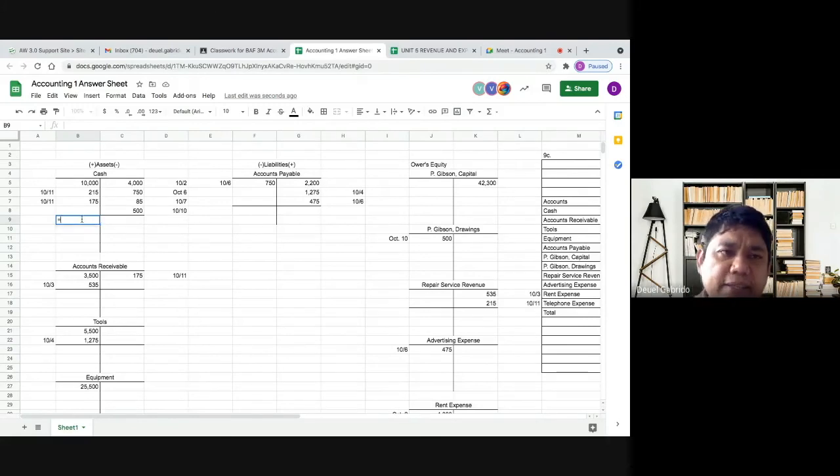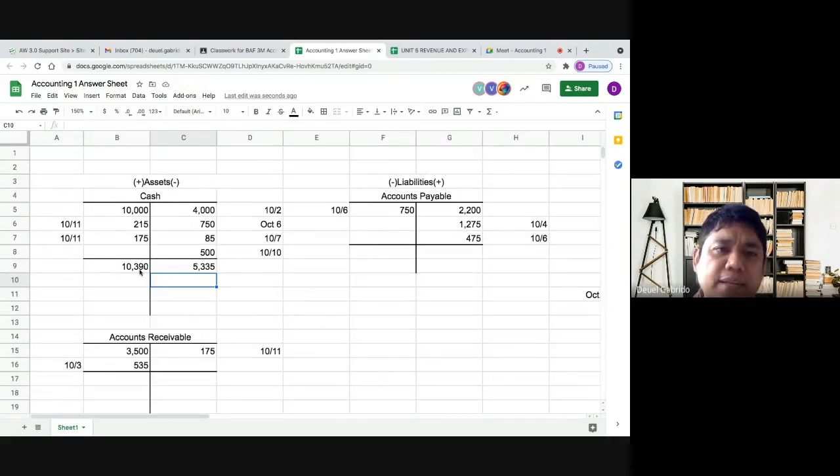Let's see. Add all the debits equals sum. The debit is 10,390. Add all the credits, sum, open bracket, highlight this, close bracket, and then we got 5335. Let's make it a little bigger so you can see well. So 10,390 debit, 5335. Let's subtract the two and put the difference under the bigger number, equals this minus this. And then we got 5055. That's your total, or the new balance for the cash.